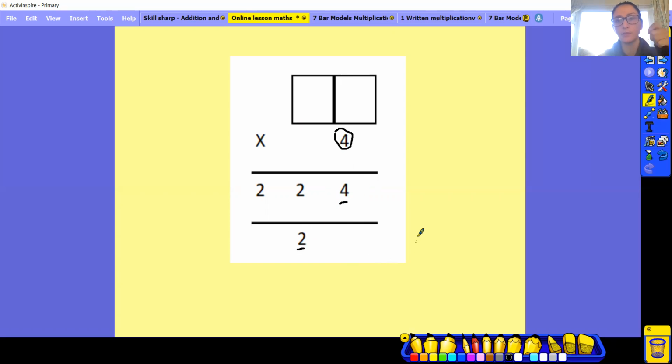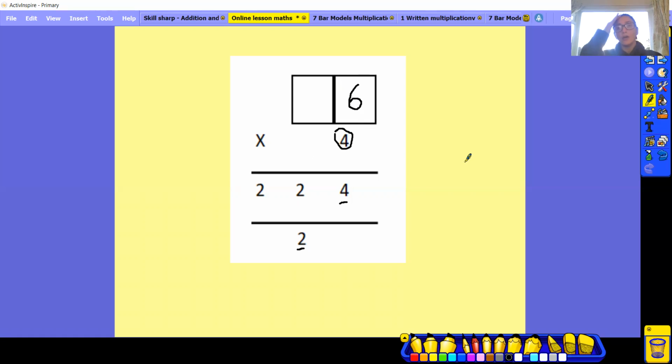Let's do that together. So we've got 4, 8, 12, 16, 20, 24. How many 4s equal 24? If you counted, that was 6. So this number has to be 6.